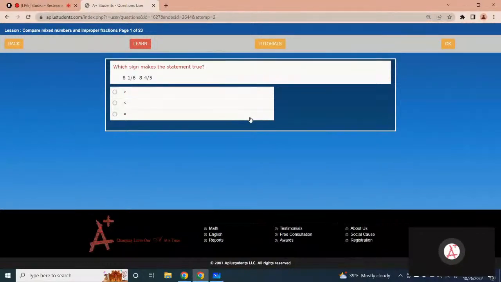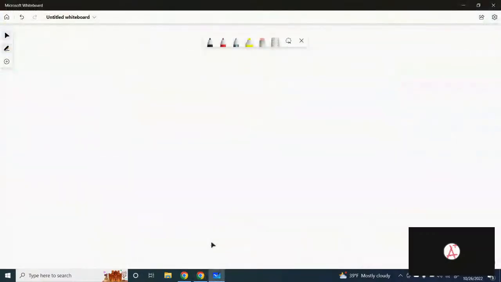8 whole 1 by 6 and 8 whole 4 over 5. Just look at their whole numbers, they are equal. Just compare their fractions. So which is less? 1 by 6 is less or 4 by 5 is less? Which one is smaller, 1 by 6 or 4 by 5?